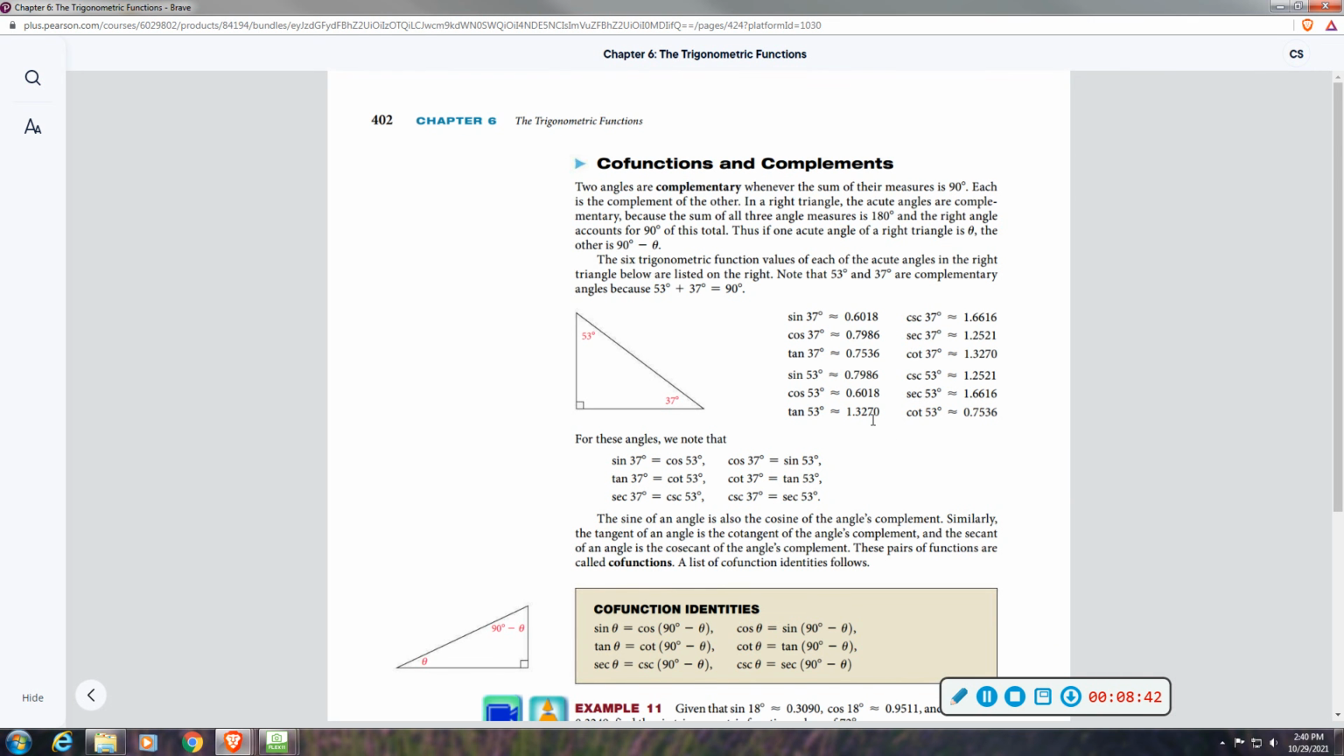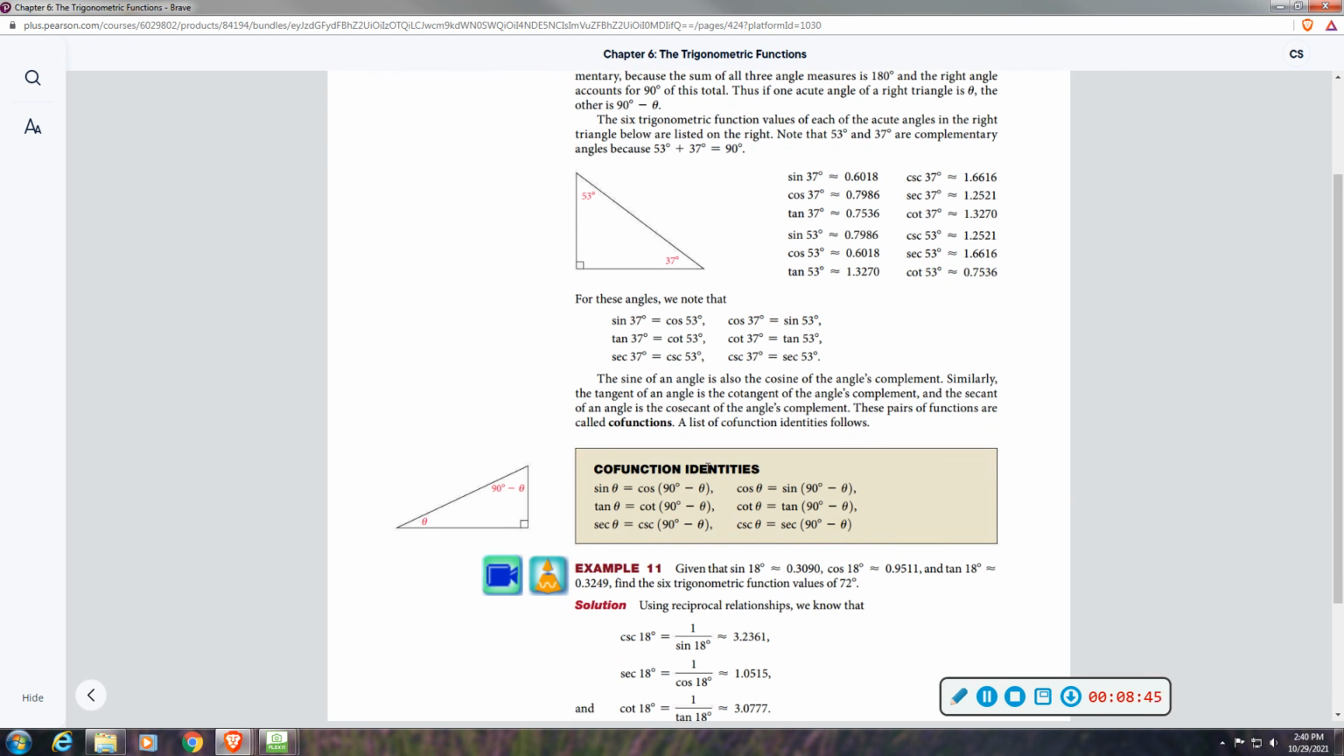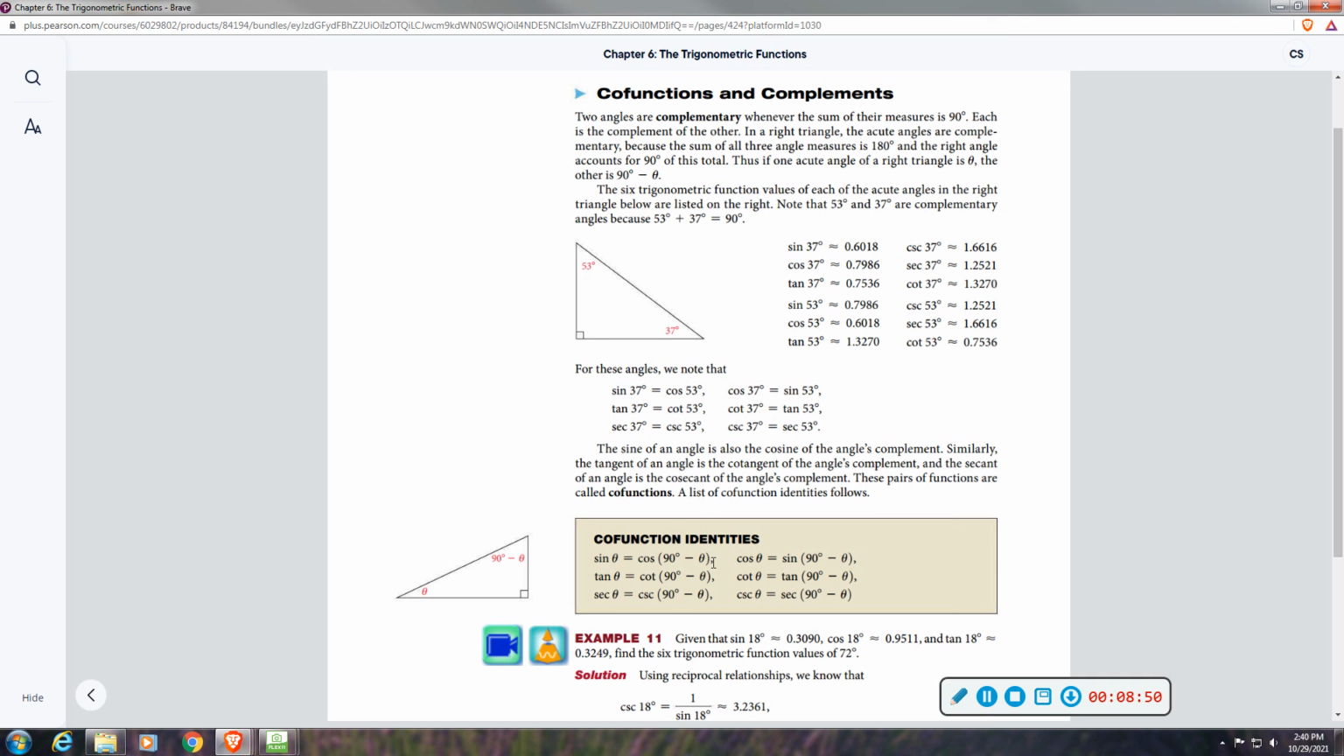Other than the right triangle, we will go over these cofunction identities. So what this is saying is that if you have an angle measuring less than 90, so let's just say that this was 50. So let's say I want to know what the sine of 50 is. The sine of 50 would be the same as the cosine of 90 minus 50, which means 40. So another way to think about this is that these two angles, theta and 90 minus theta, if the sum of those is 90, then they're called cofunctions.